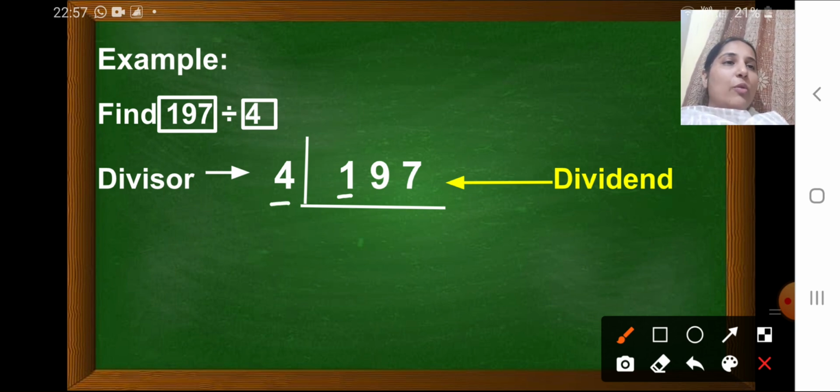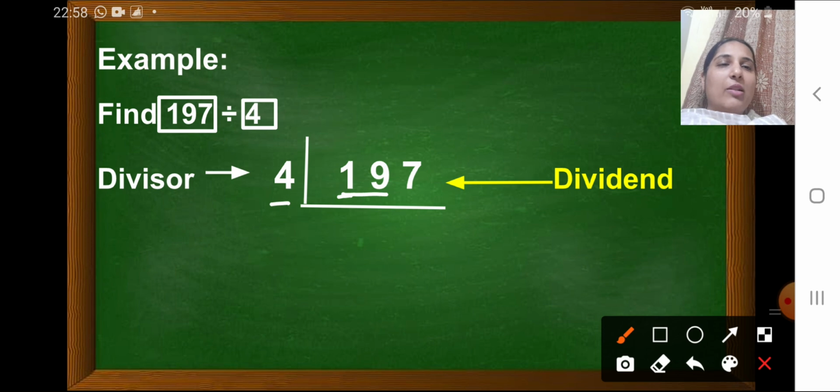So what we will do? We will take one more digit from the dividend. So now we have 19. So 4 how many times will give you less than 19? So 4 1s are 4, 4 2s are 8, 4 3s are 12, 4 4s are 16, 4 5s are 20. So 4 5s are 20 will be more than this 19.